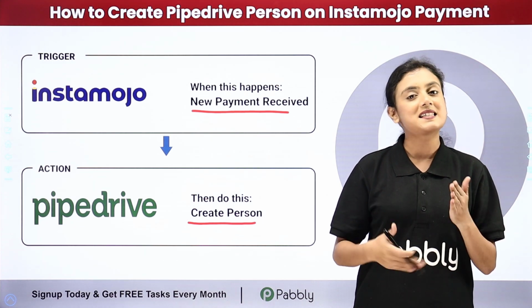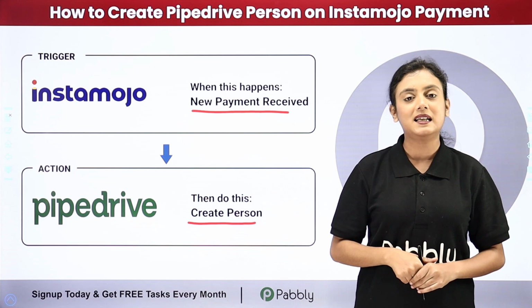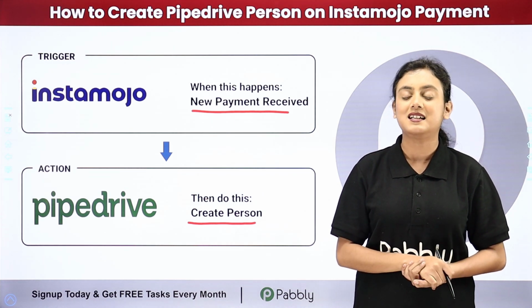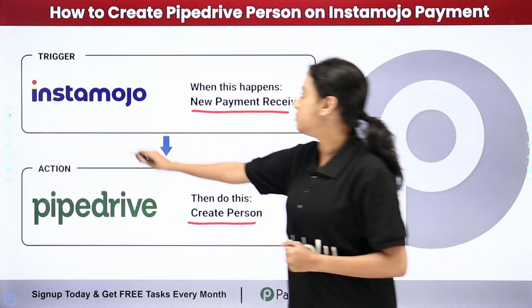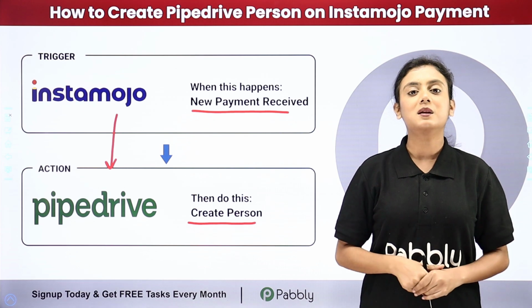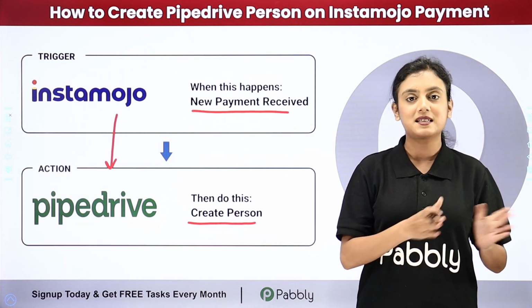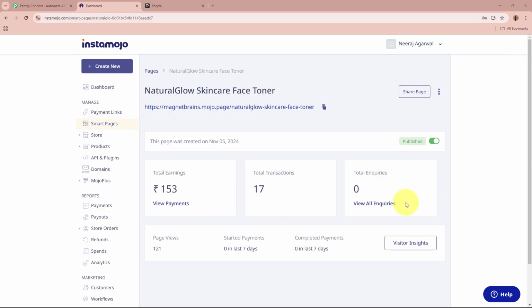So what I've done is I've simply automated this entire process with the help of Pabbly Connect, which is an amazing automation and integration software. And here in this automation, I'm going to build a connection between Instamojo and Pipedrive with the help of it. So if you also want to learn about this amazing automation process step by step, for that let me take you to my screen. In this video, we're going to learn how to create a Pipedrive Person on Instamojo payment.